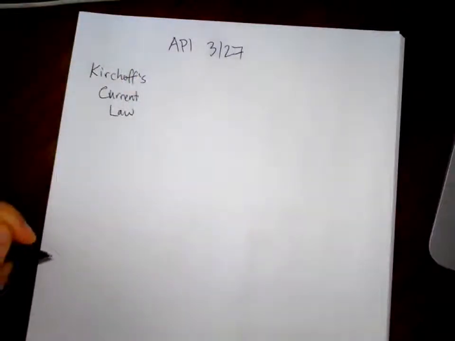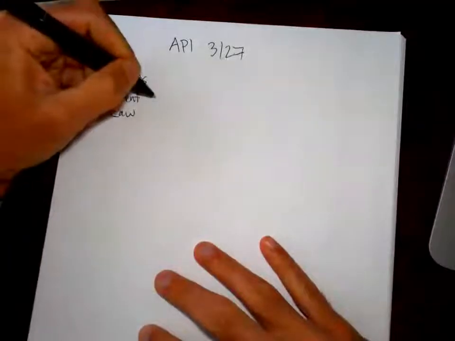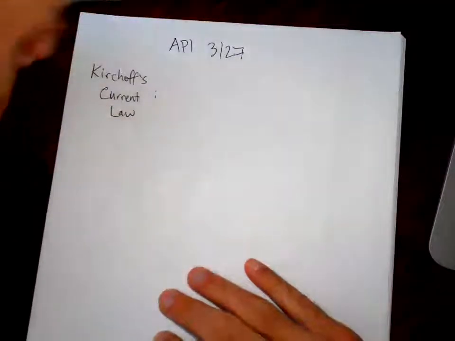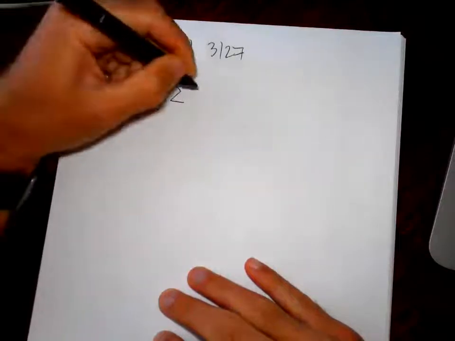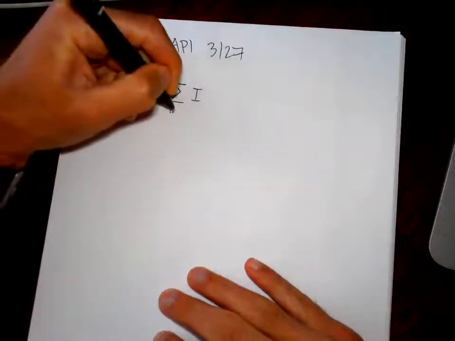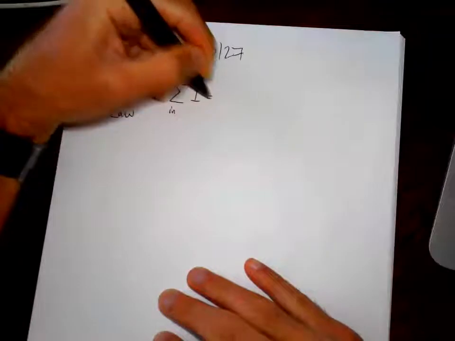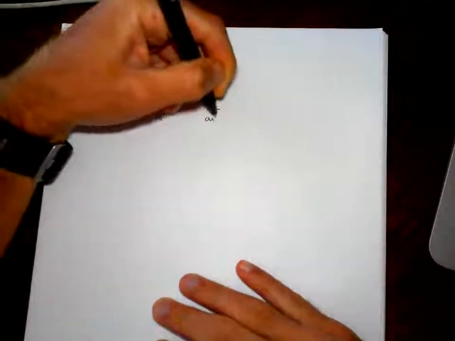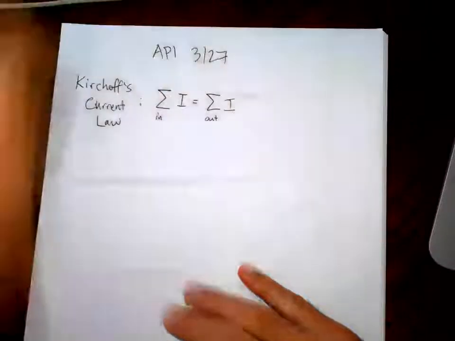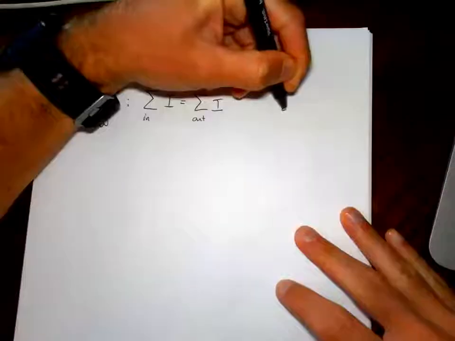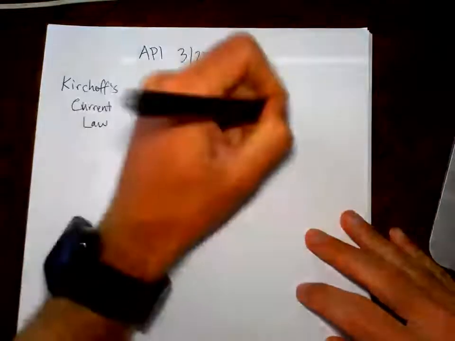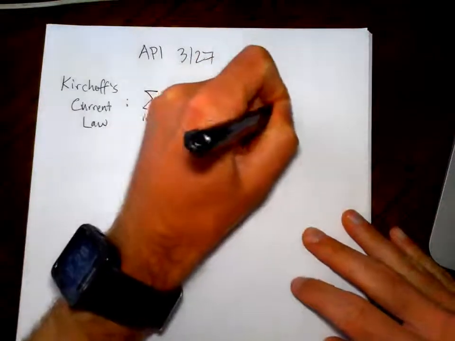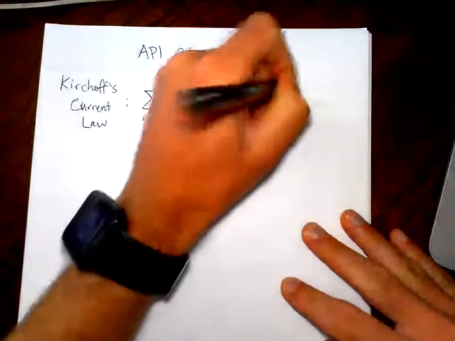Okay. And what Kirchhoff's current law says is that the sum of the currents flowing into a junction is equal to the sum of the currents flowing out of the junction. Okay? When I say a junction, I just mean wires joined together. So let's suppose I have a bunch of wires joined together, maybe 5 of them.